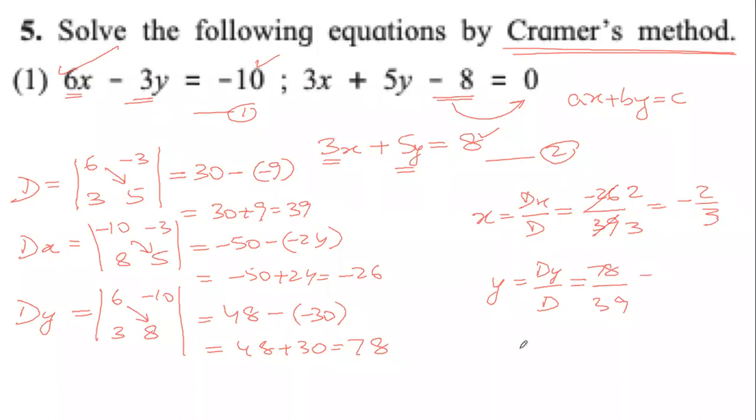Similarly, if you see here 39 and 78, you can do it another way also, first dividing by 13 and then dividing again. But clearly it is 2. Therefore, you will write the final step of the answer: x equals minus 2 by 3 and y equals 2. You write this and you get full marks.